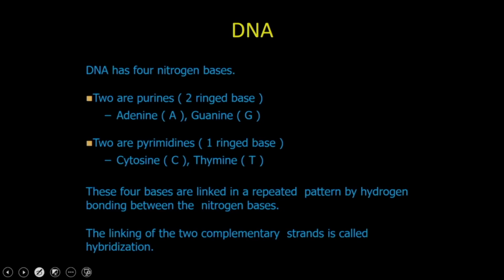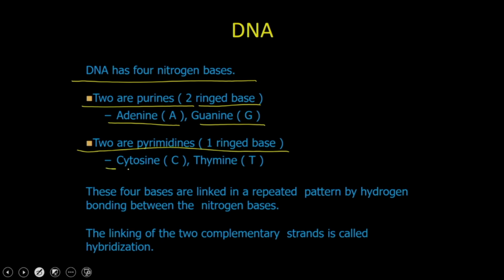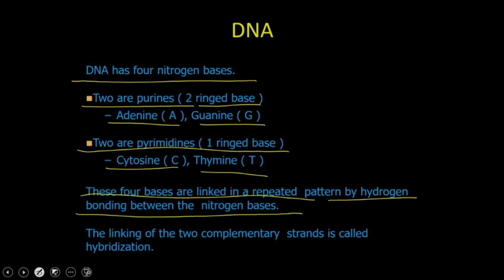So, DNA has four nitrogen bases. You have two purines, the two ring bases adenine and guanine, and then you have two pyrimidines, cytosine and thymine, and these four bases are linked in a repeated pattern by hydrogen bonding between the nitrogen bases. The linking of the two complementary strands is called hybridization.